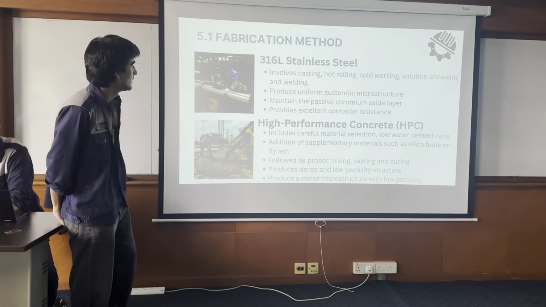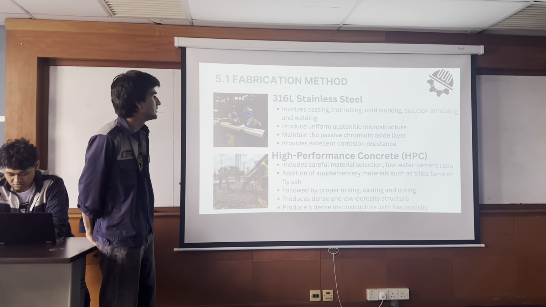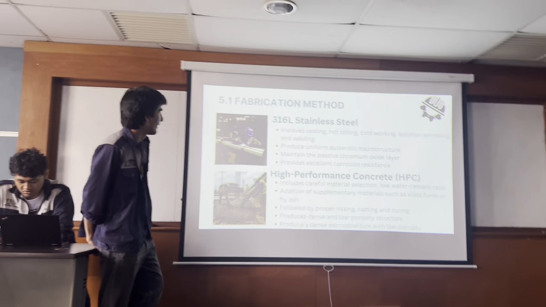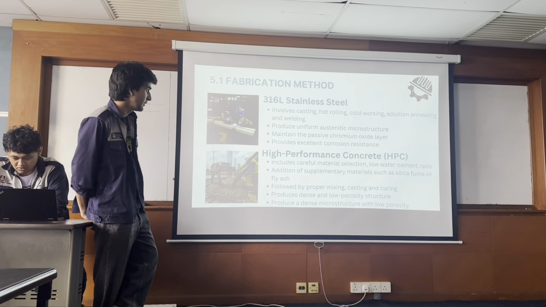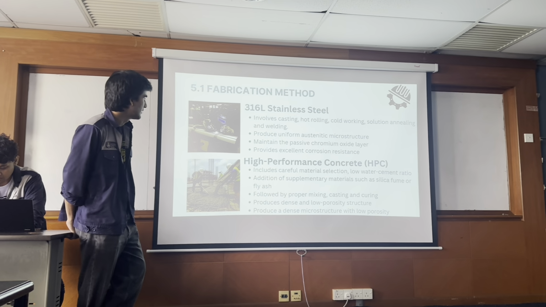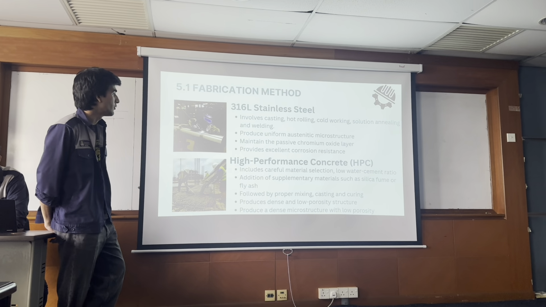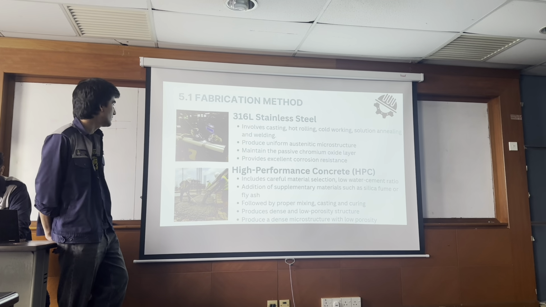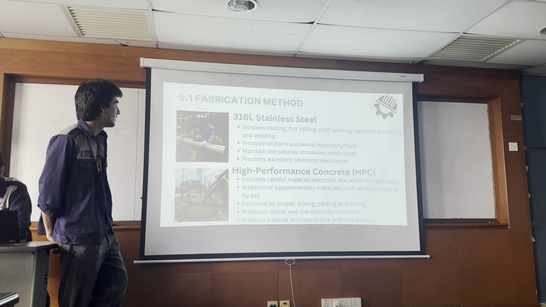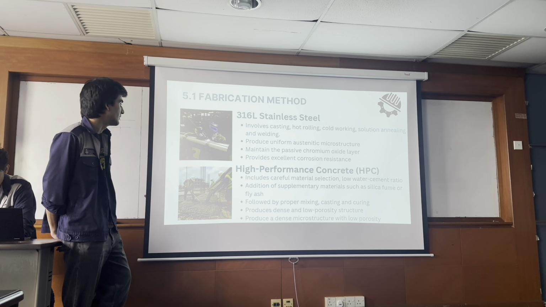The manufacturing involves casting, hot rolling, cold rolling, solution annealing, and welding. After those processes, it will produce a uniform austenitic microstructure, and it will also maintain the passive chromium oxide layer. By maintaining the passive chromium oxide layer, it will provide us with an excellent corrosion resistant material.